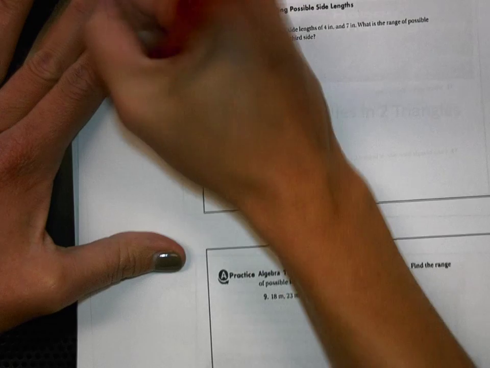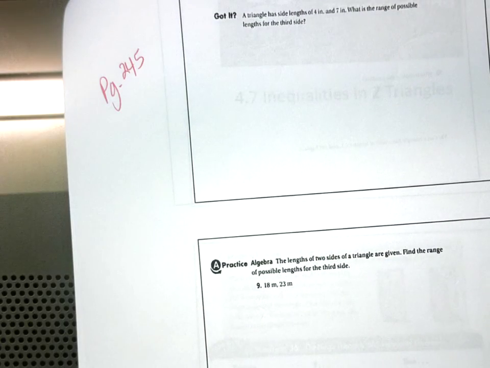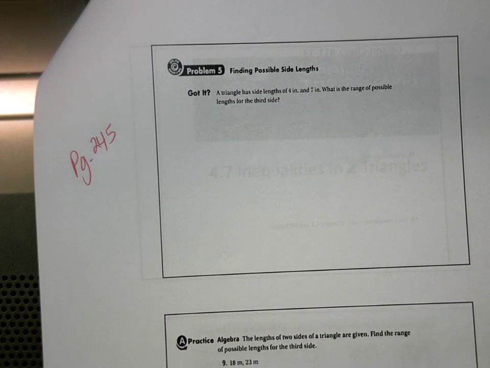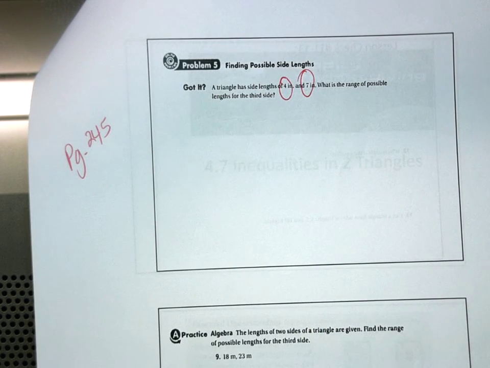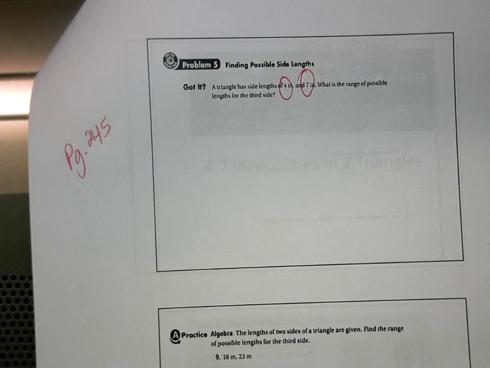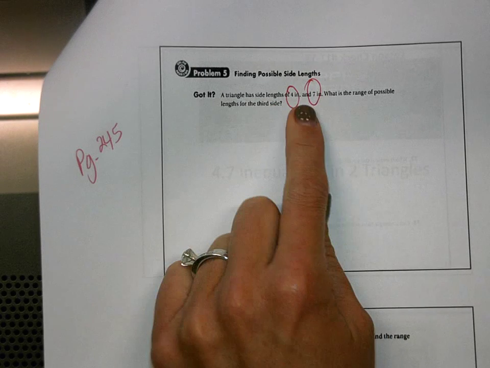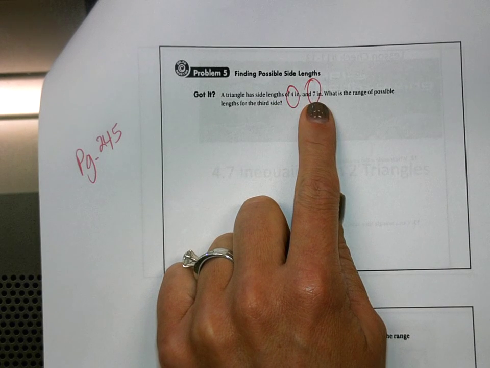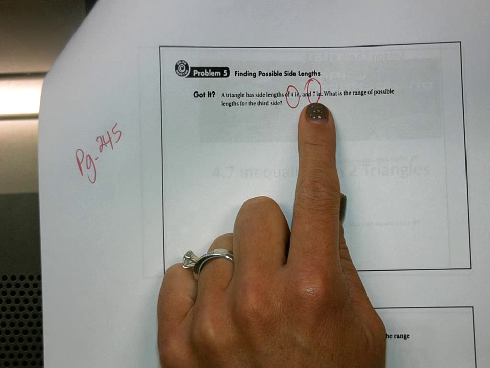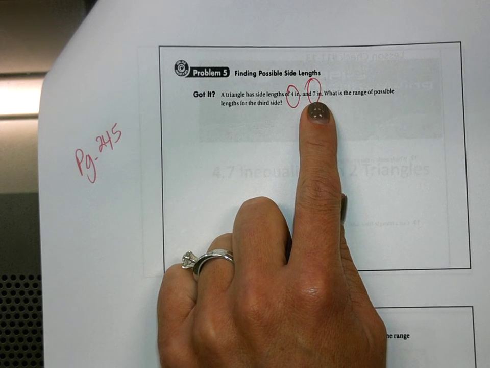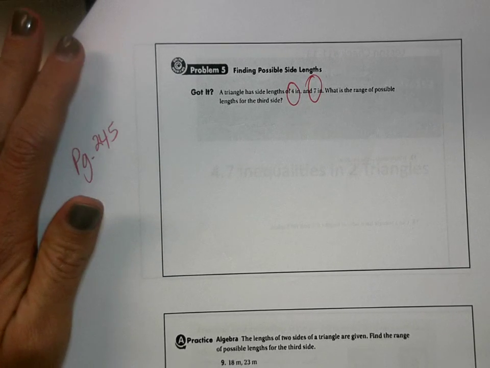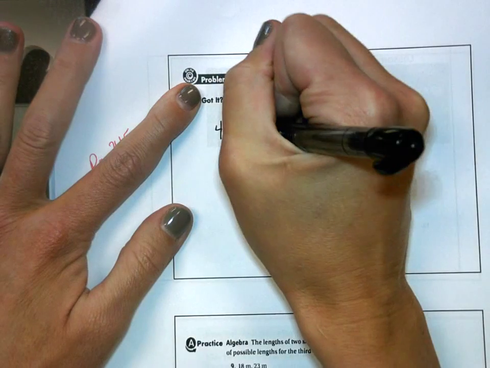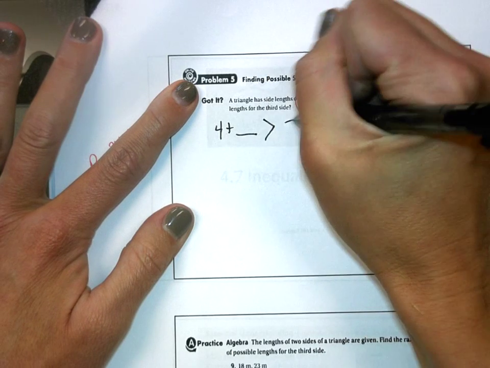This is where it gets slightly more complicated, so pay attention. I'm going to hopefully help you make this not too difficult. So this says, a triangle has side lengths of 4 and 7. What is the range of possible lengths for this third side? Now, I don't know if 7 is my largest side or if it's not my largest side. Does that kind of make sense? And so this is how there can be a range of numbers that would work, okay? This is how we're going to write it. So 4 plus something has to be greater than 7, okay?